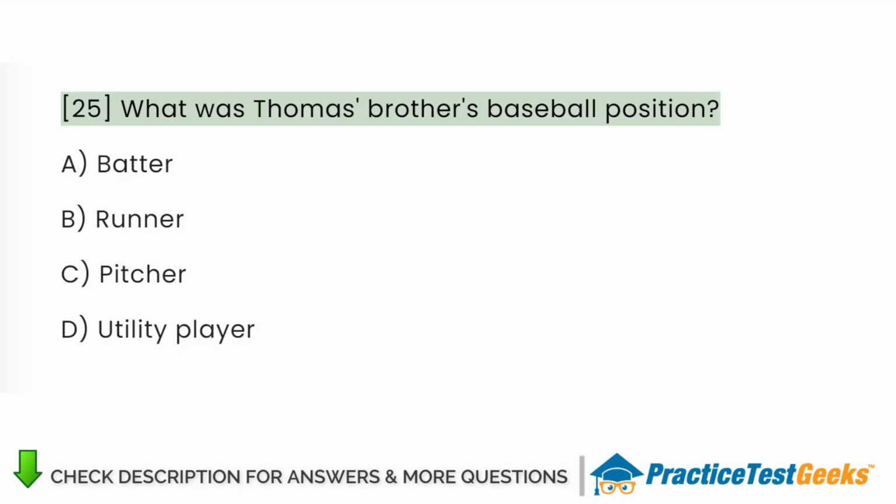What was Thomas's brother's baseball position? A. Batter. B. Runner. C. Pitcher. D. Utility player.